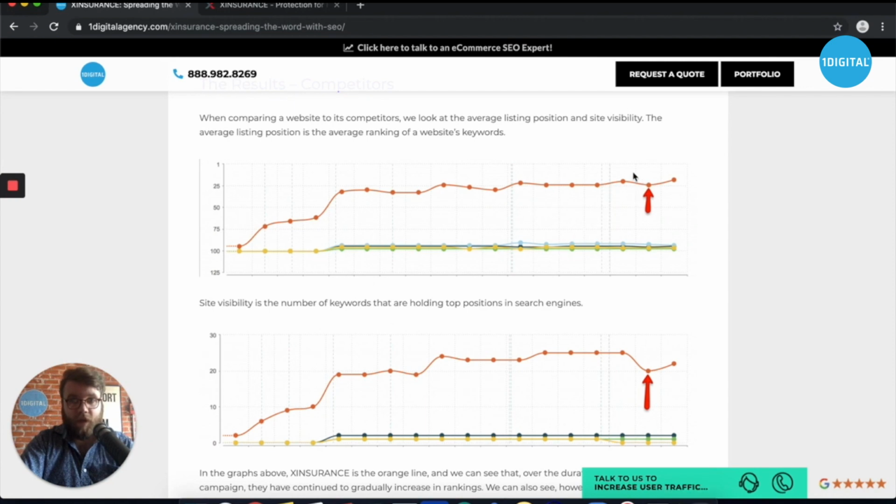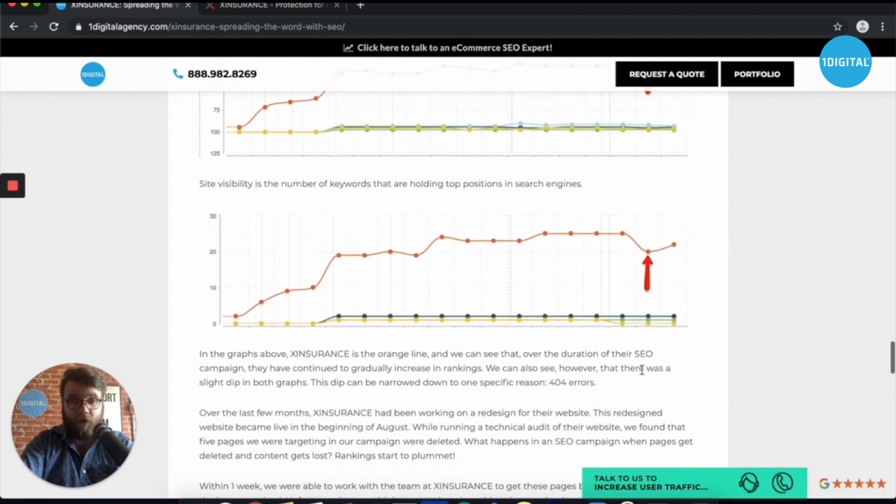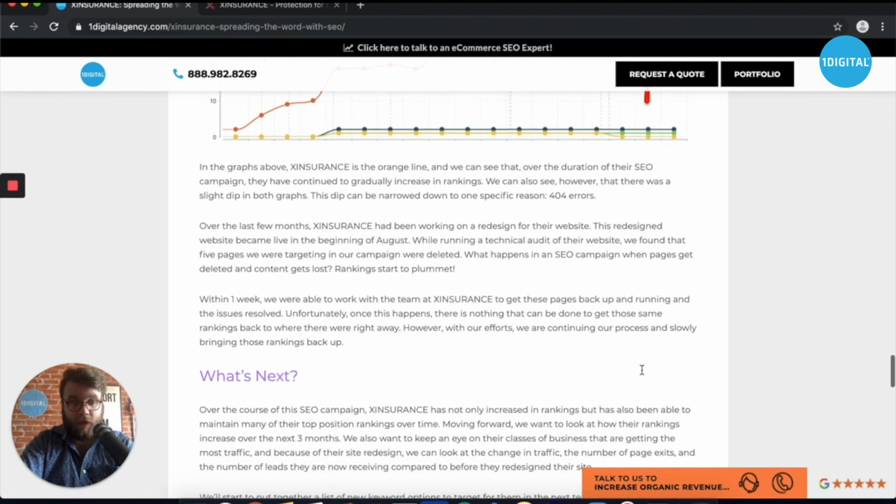We do want to highlight, we saw a slight dip in some of our results right here, which was the result of 404 errors. These things will happen sometimes, especially with redesigns, but we took care of them and they're slowly going to recover. I mean, there's not much you can do about getting those results back, but still very pleased with the progress we have made.